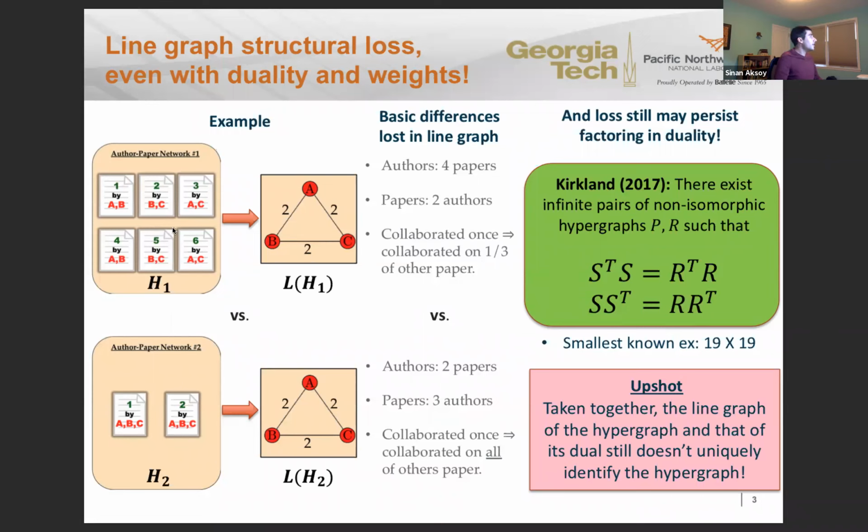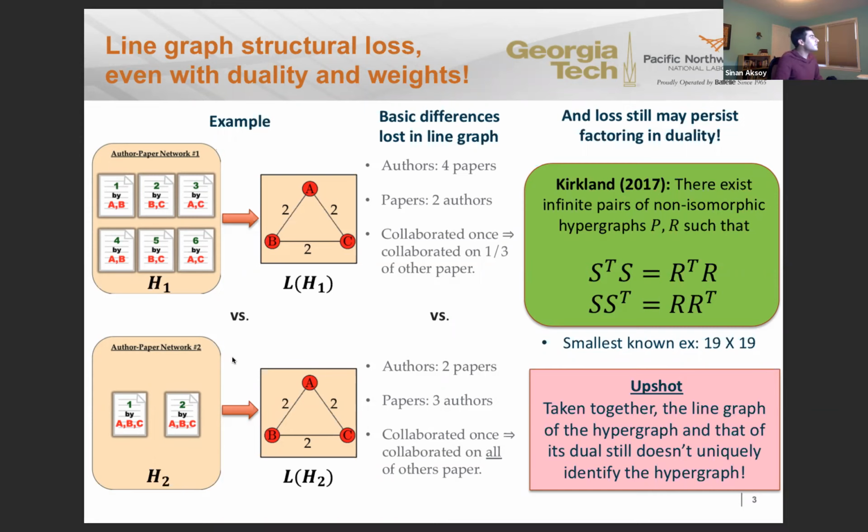In the network on the top, I have 6 papers, 1, 2, 3, 4, 5, 6, and I have 3 authors. Each pair of authors have co-authored exactly two papers together. So A and B have 1 and 4 together, B and C have 2 and 5, and A and C have 3 and 6. In the network on the bottom, I just have 2 papers that are co-authored by all 3 authors.